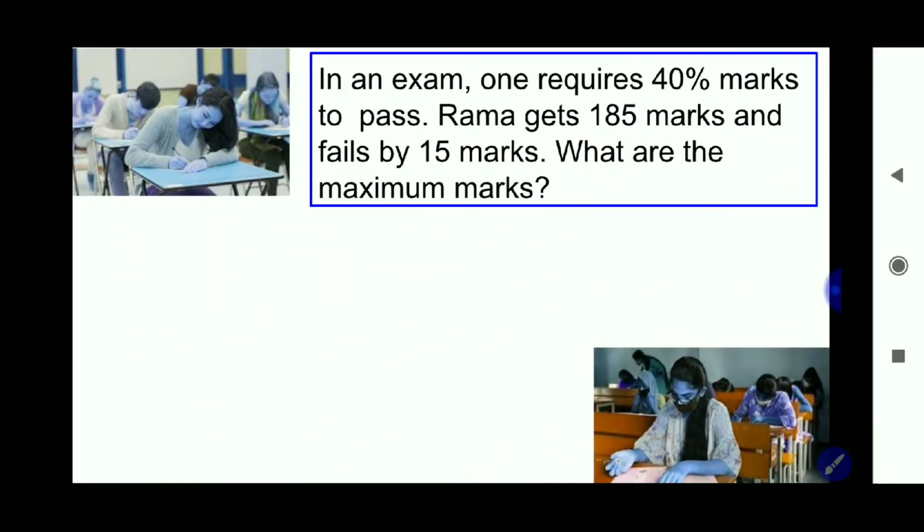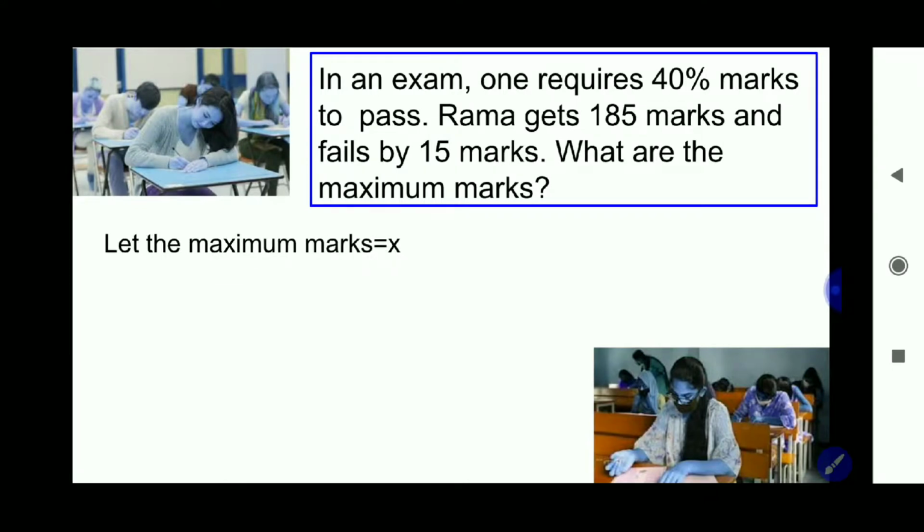One more beautiful question. In an exam, one requires 40% marks to pass. Rama gets 185 marks and fails by 15 marks. What are the maximum marks?